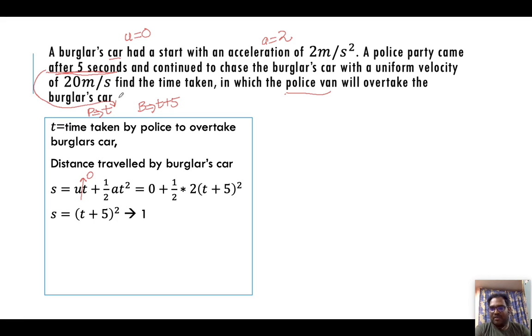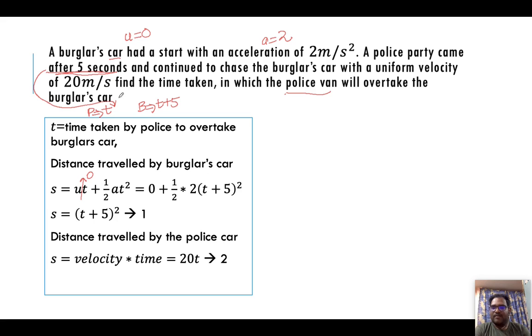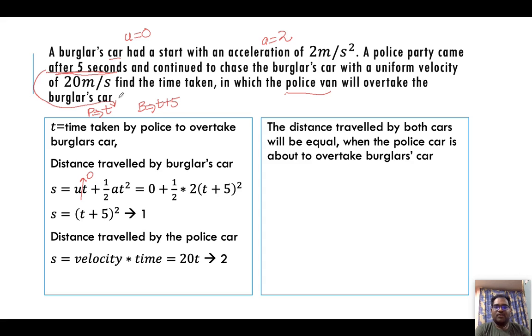Again use the same equation for the police car. So distance is equal to velocity into time. Very simple. So s is equal to 20t. You have equation 1, equation 2, solve it. You are going to get what is the value of your time. Okay, so basically it is 5 seconds, right?